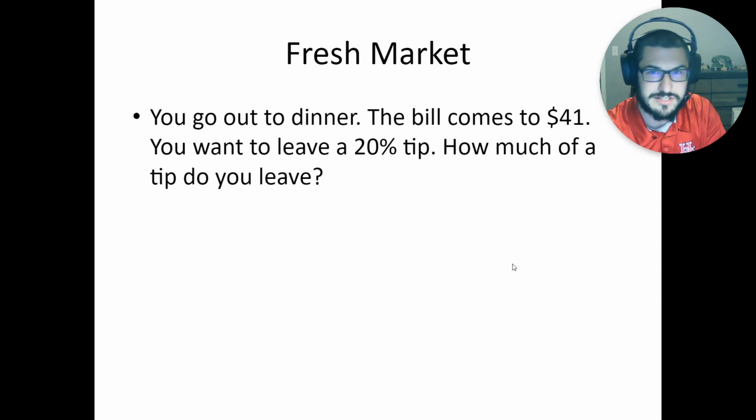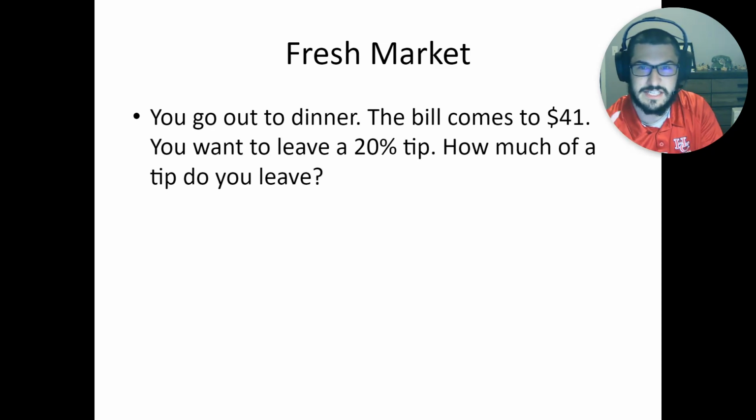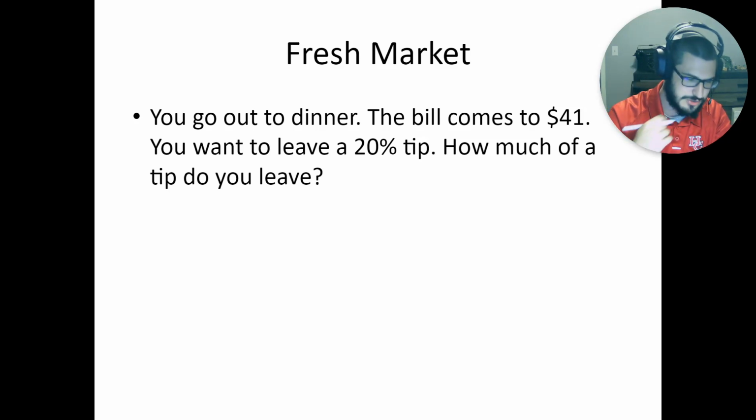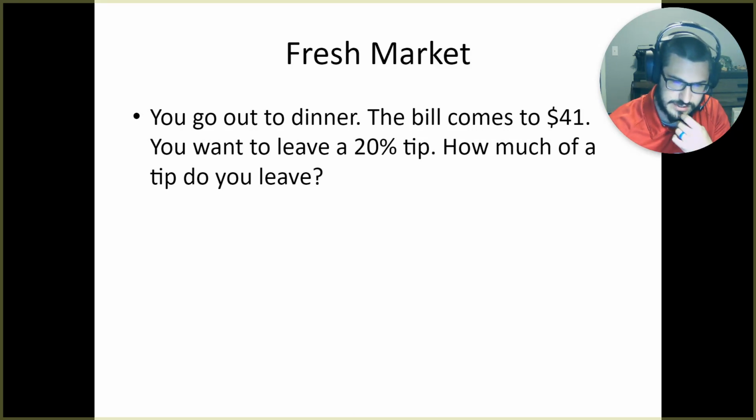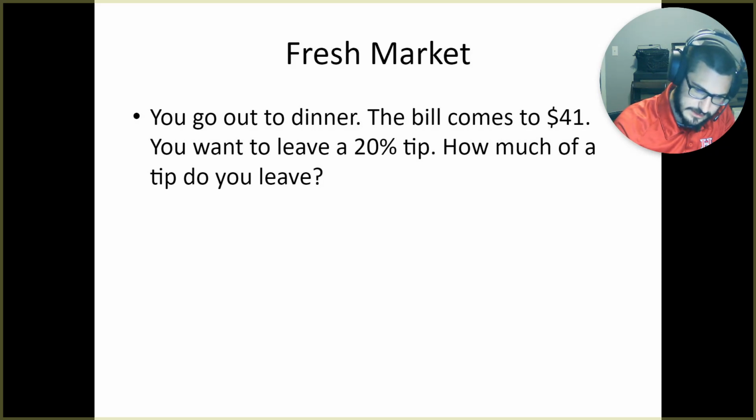Back to some percentage problems. You go out to dinner at Fresh Market maybe, and the bill comes out to $41. You want to leave a 20% tip. How much do you leave for a tip? So the way to do that is you can go ahead and calculate this out. 41. I'm going to do this the same sort of way.